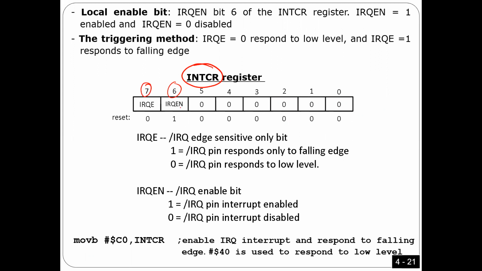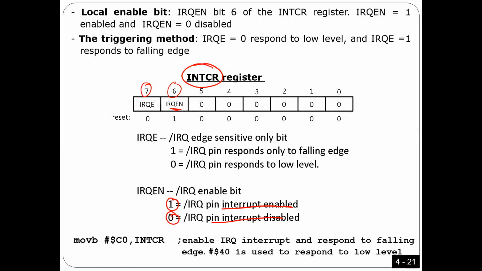Bit number 6 is the enable bit. If you put one here, you enable the IRQ interrupt. If you put 0, you disable the IRQ interrupt. Is that okay? So this is just one bit for enabling or disabling IRQ interrupts. Again, I said it before, I'm going to say it again.